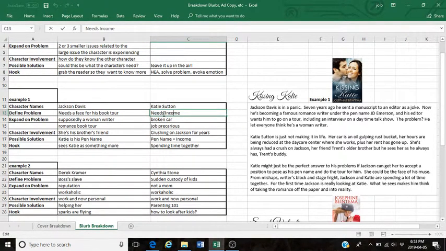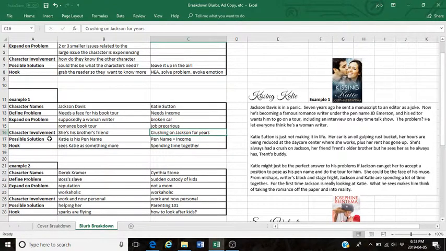And why does she need an income? Because, well, let's face it, her car is broken and her job is precarious because she lives in a rural community where it's a depressed job market. And so she's having troubles paying her bills. The character involvement, how do they know each other? She's his brother's friend. And she's been crushing on Jackson for years.